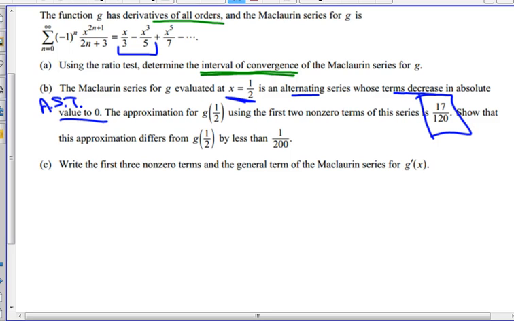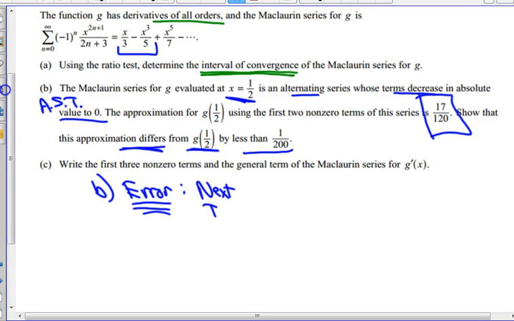Show that this approximation differs from g of 1/2. So the real answer, if you had the infinite series, show it differs from the real answer by less than 1/200th. All right, what is part B asking for? It's asking for the error. So what's the difference between your approximation and the real answer? All right, for an alternating series, the error is really simple. The error is the absolute value of the next term.